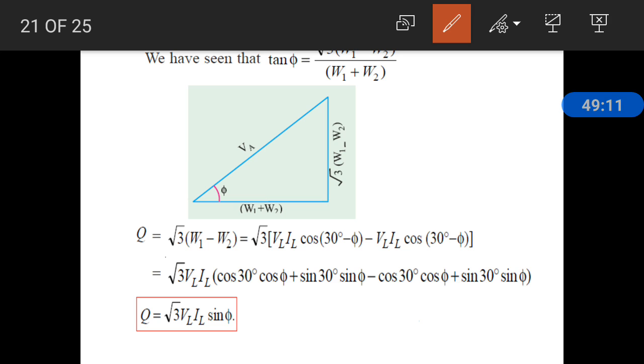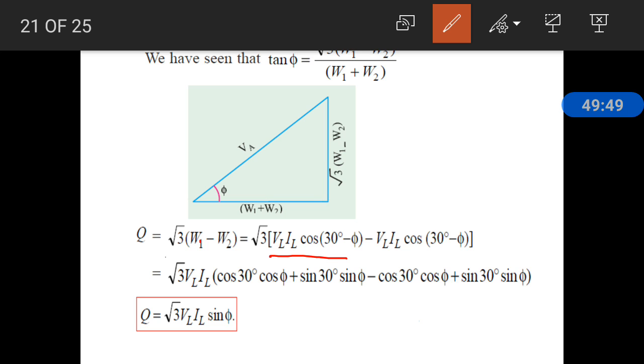So the derivation: given root 3 into W1 minus W2. We know that the W1 value is VL IL cos(30 - 5) and W2 is VL IL cos(30 + 5). Taking VL and IL outside, we have root 3 VL IL, and here cos(30 - 5), again using cos(A - B), the equation becomes cos 30 cos 5 plus sin 30 sin 5, and the second part is cos 30 cos 5 minus sin 30 sin 5.